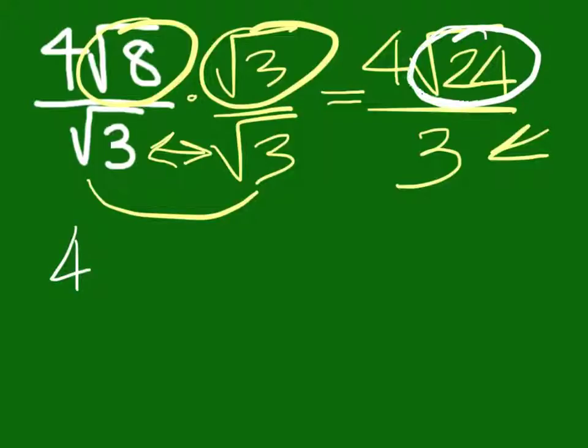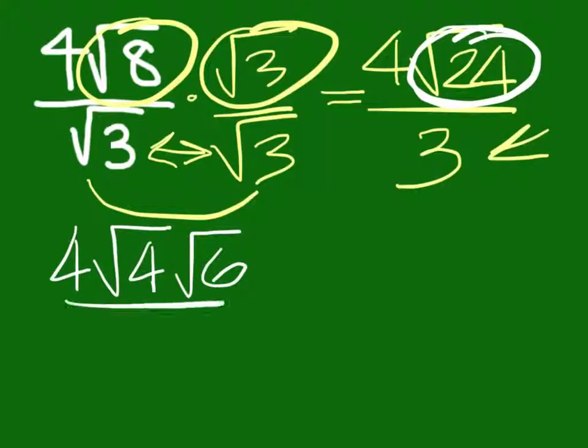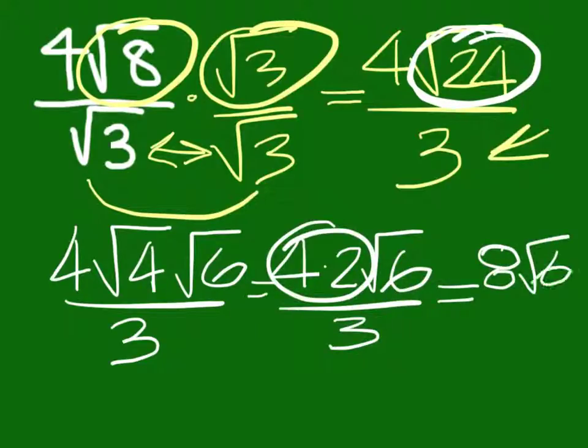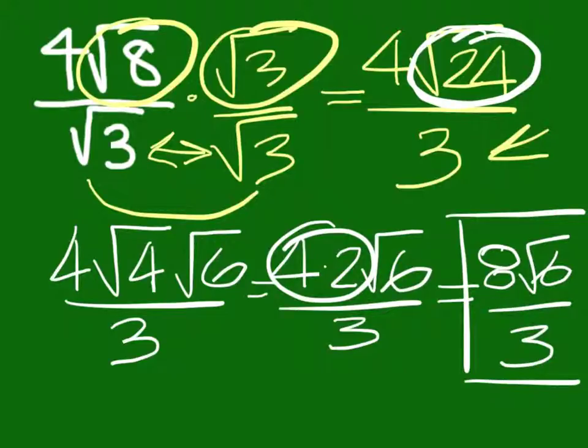So the square root of 24 breaks up as 4 and 6. And you still have your 3 on the bottom. The square root of 4 is 2. And of course, 4 times 2 is 8. So you would end up with 8 square root of 6 over 3.